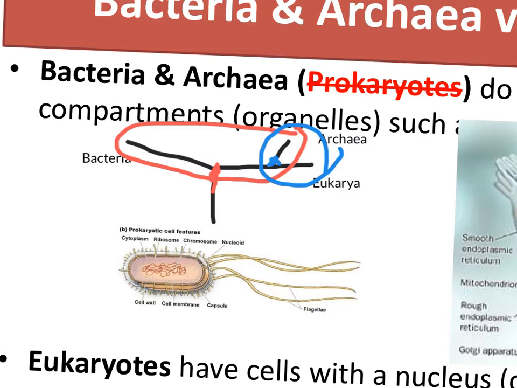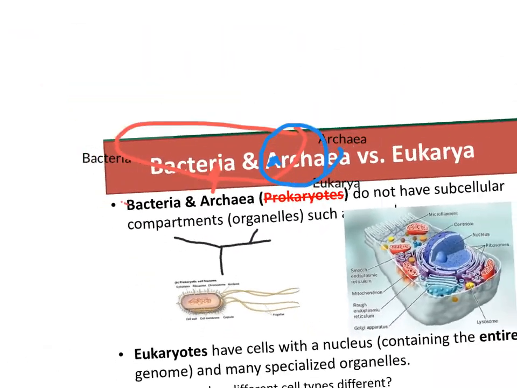But eukarya actually has bacterial genomes in it, in the form of mitochondria, which are actually bacteria that were engulfed billions of years ago. Okay.